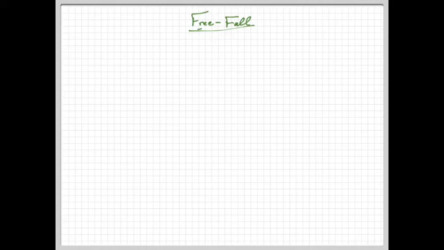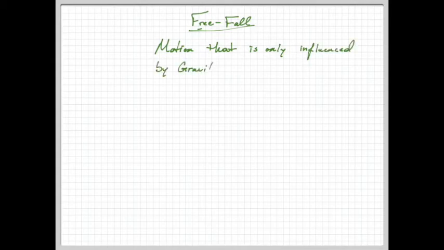So let's first define the idea of free fall. Free fall is basically motion that is only influenced by gravity. Now, technically speaking, anything falling is under the influence of gravity, but in the real world, you've got things like air resistance and other things that can interfere with that fall. So free fall is when it's falling only under gravity, in what we call a vacuum.